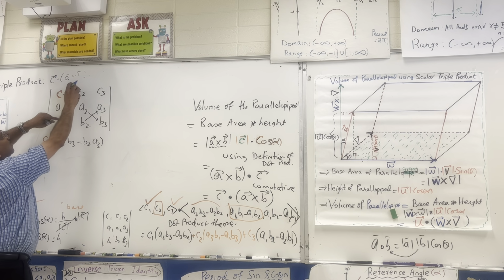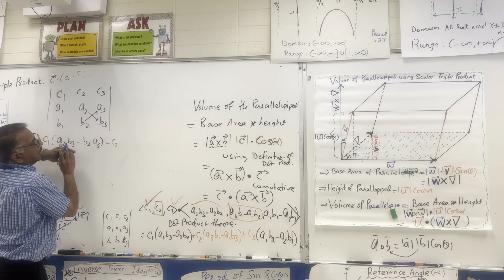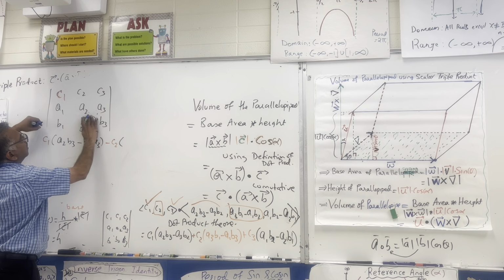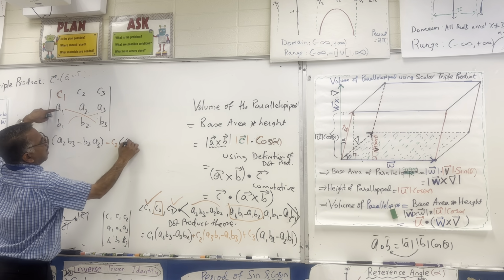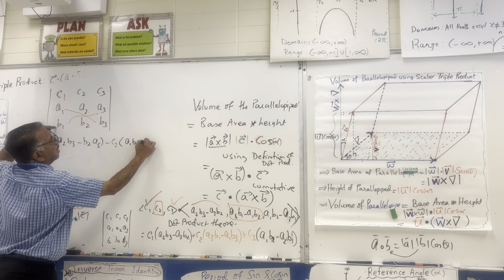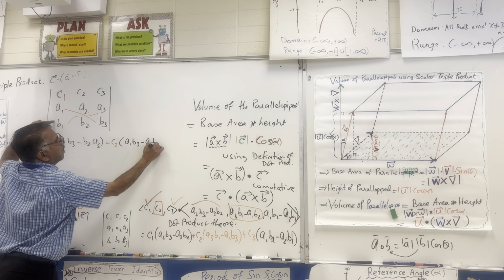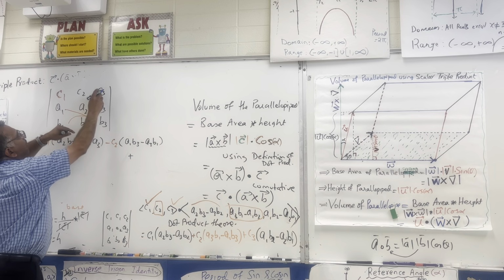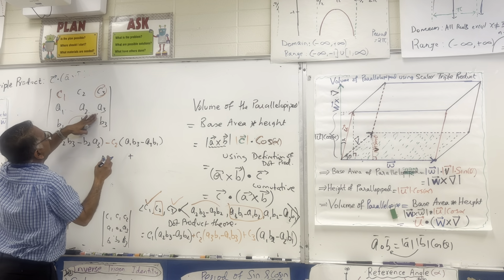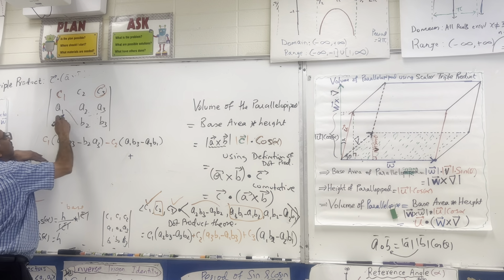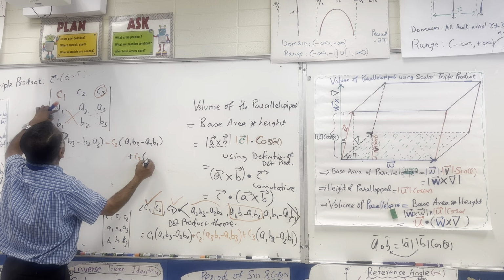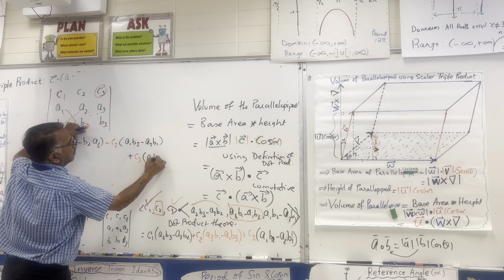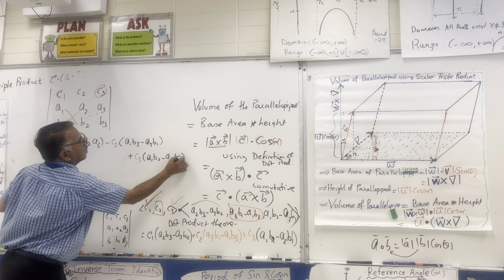Then again this C2, but this time it goes this way. You use this one and this one, so it is A1 B3 minus A3 B1, and then plus C3. So C3 will be this two, so it is A1 B2 minus A2 B1. Very good.